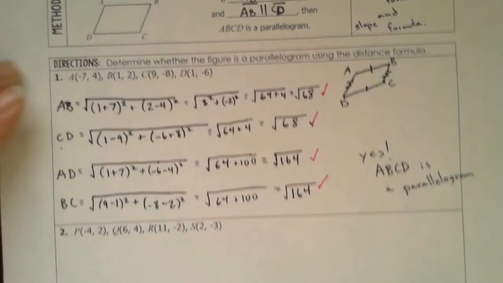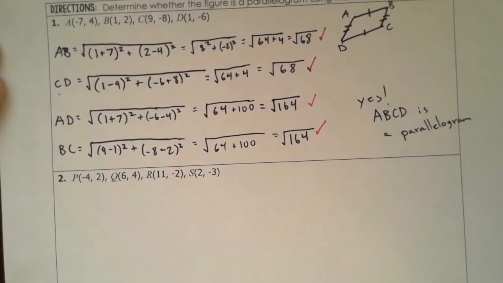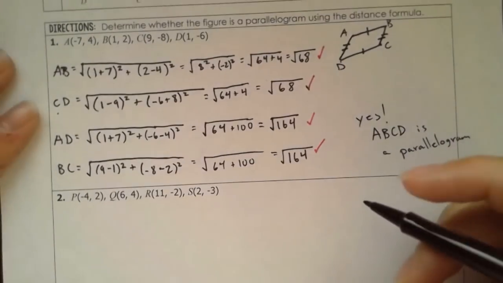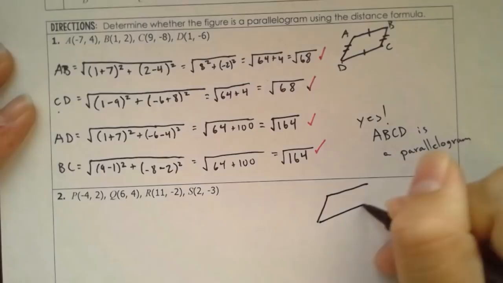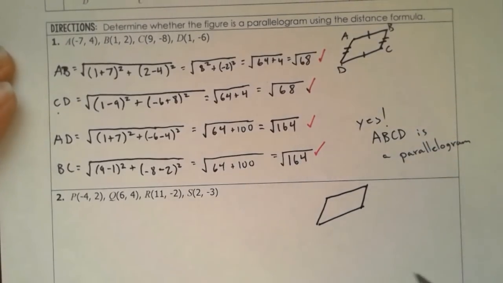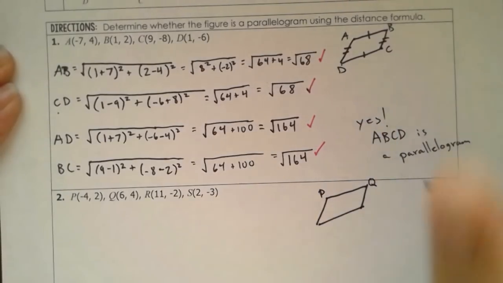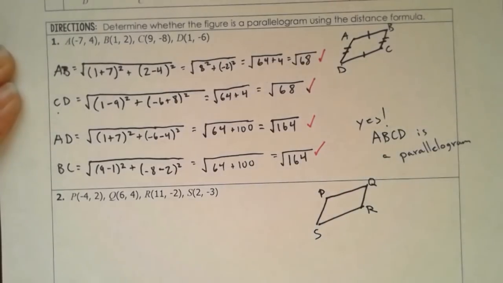Number two would be the exact same idea, and let's go ahead and draw out. Remember, the first thing you want to do is just draw out the arbitrary parallelogram, what you're dealing with. Okay, and remember, you're visualizing these in the coordinate plane. This time we have PQRS. Okay, and then let's take PQ and RS.